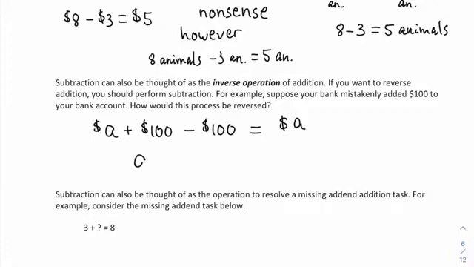In general, it looks something like this. If you have A plus B and then you subtract B, you get right back to A, right? This is what it will look like in an algebra context with variables.